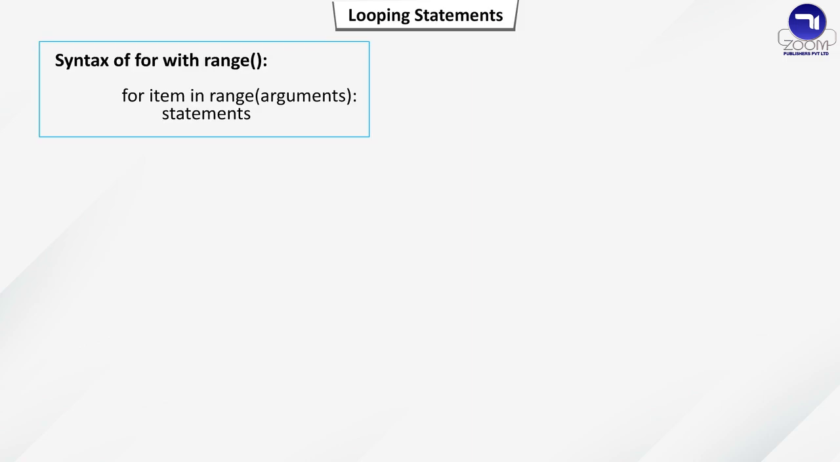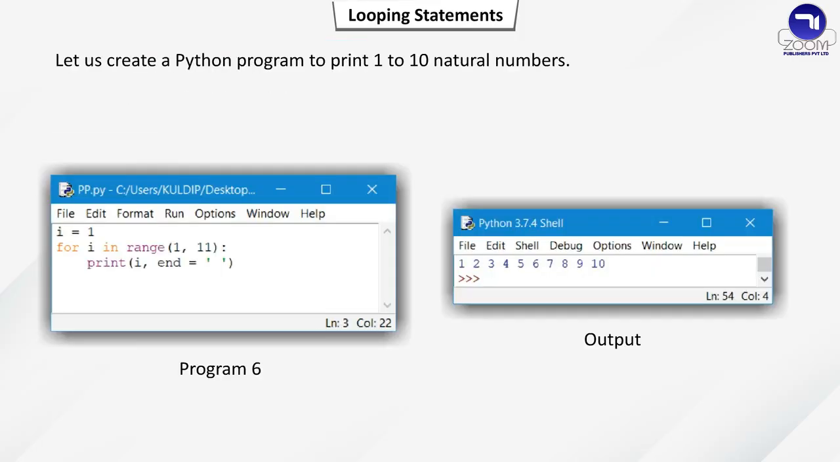Syntax of for with range: for item in range(arguments): statements. Let us create a Python program to print 1 to 10 natural numbers.